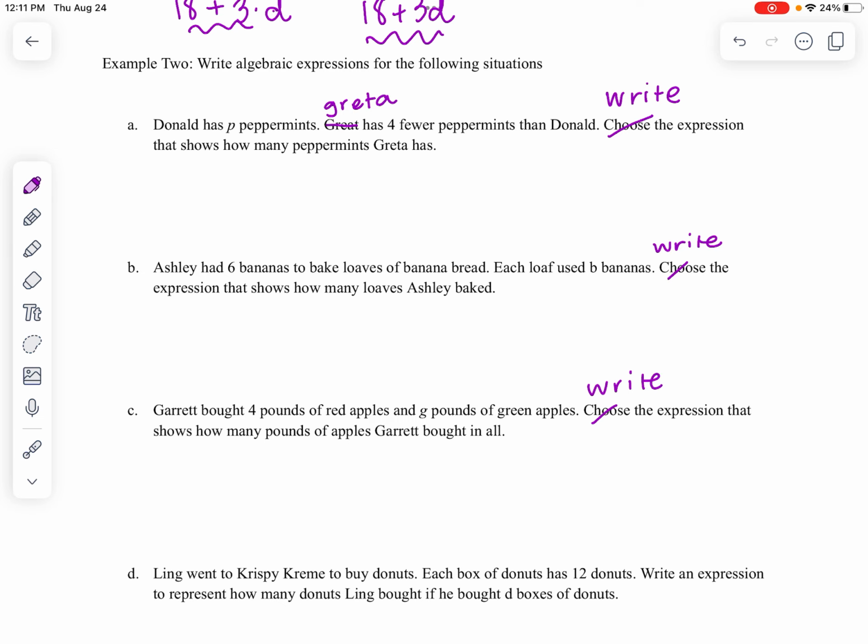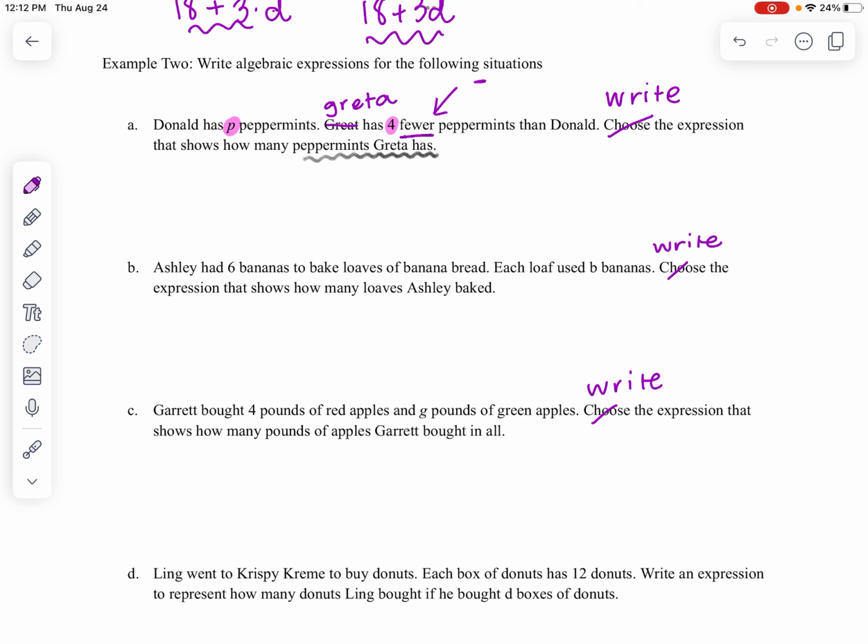Okay, so I'm going to go through this A problem, and I'm going to highlight the numbers and variables first. So we're calling peppermints P, and then we have this 4 number, which says fewer. If I'm going to write an expression to indicate how many peppermints Greta has, my final answer is going to tell me how many peppermints Greta has. And another phrase that sticks out to me, because it is one of those popular verbal phrases, is fewer. So that indicates to me that somewhere I'm going to have to use subtraction.